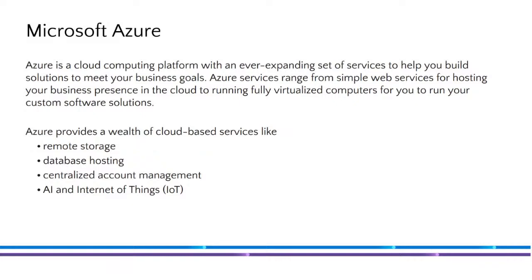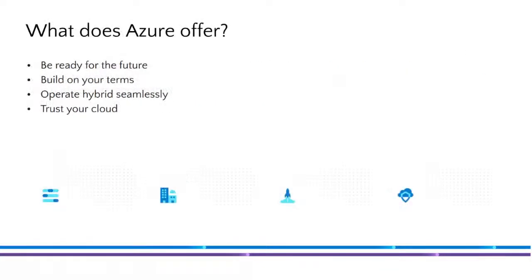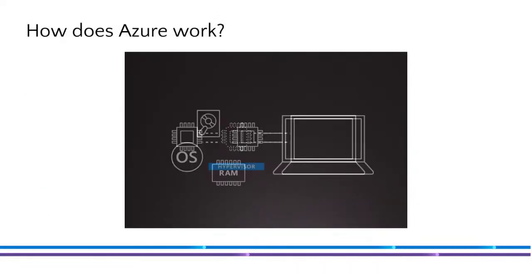Now let's go to some of the fundamentals of Azure, the main building block of it. Azure provides a wealth of cloud-based services like remote storage, database hosting, centralized account management, AI, and Internet of Things. They have a slogan, you can say: be ready for the future, build on your terms, operate hybrid seamlessly, trust your cloud. And that's it.